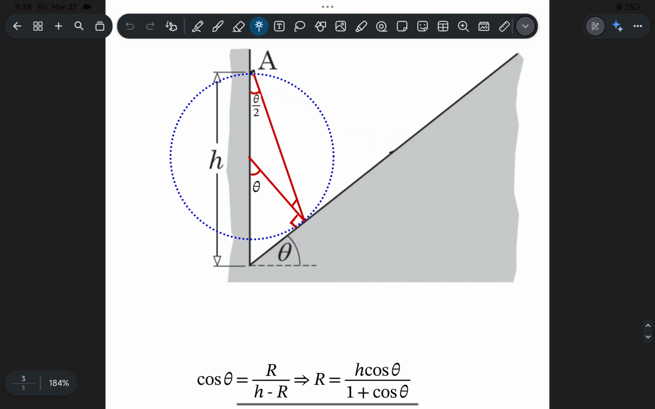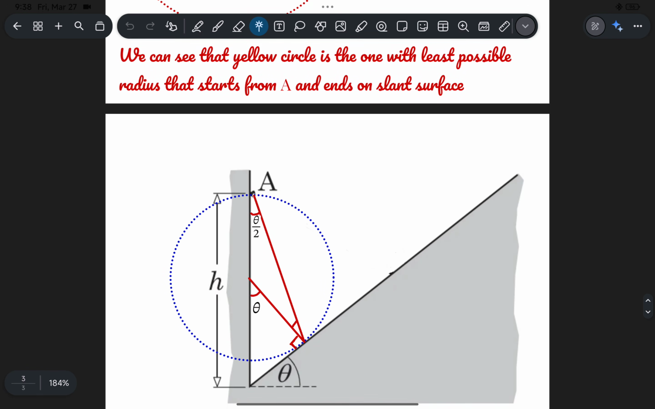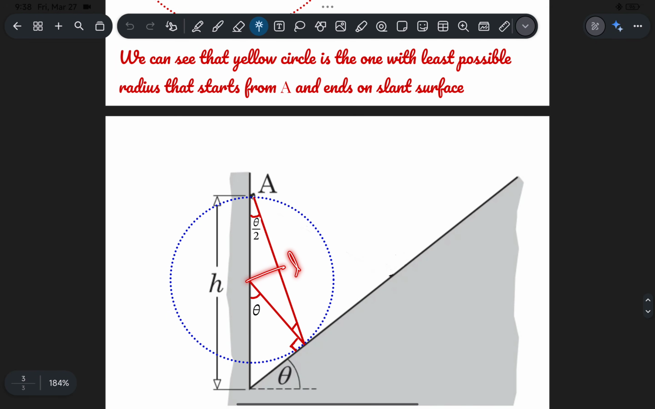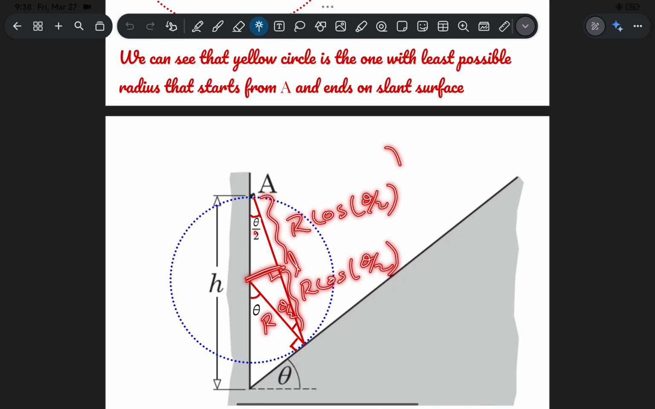Now the question was to find the length L. Using the same logic as before, I'll drop a perpendicular. This will be 90. This is also theta by 2. This is also theta by 2. This is r, so this particular length is r cos theta by 2. So this also turns out to be r cos theta by 2. Now the total length is 2r cos theta by 2.